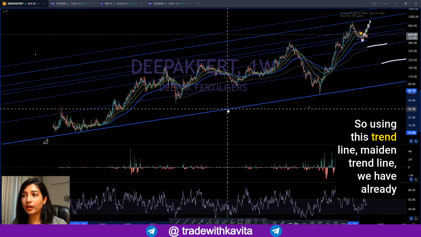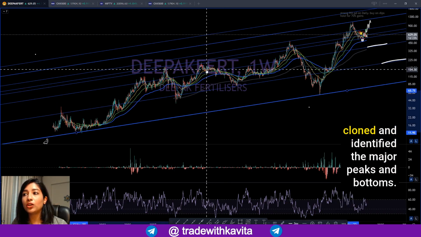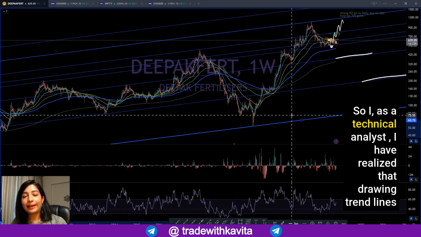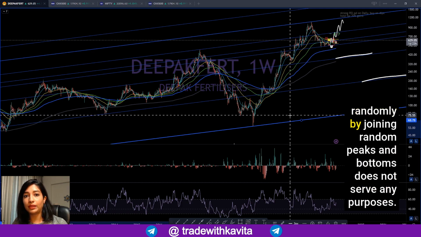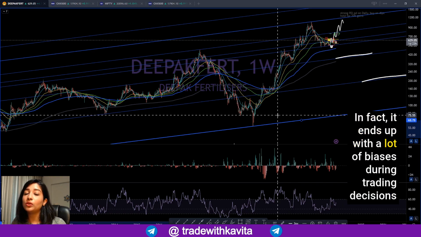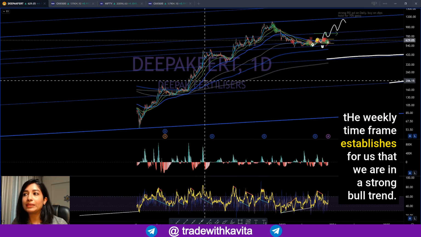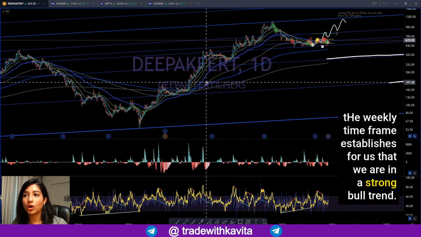So using this maiden trend line, we have already cloned and identified the major peaks. And I, as a technical analyst, have realized that drawing trend lines randomly by joining random peaks and bottoms does not serve any purpose. In fact, it ends up with a lot of biases during trading decisions. The weekly time frame establishes for us that we are in a strong bull trend.